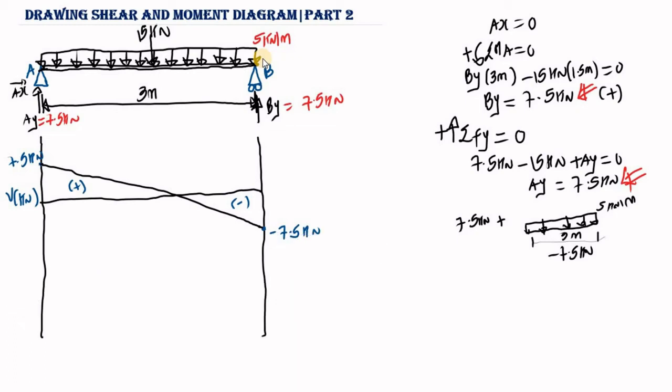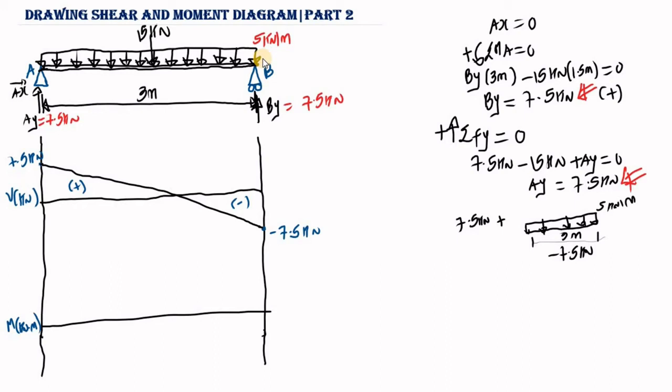Now we can draw the moment diagram. To draw the moment diagram, first of all, you need to draw a horizontal line here. So this is moment, and this is M. It is in kilonewton meter because moment is force times distance.